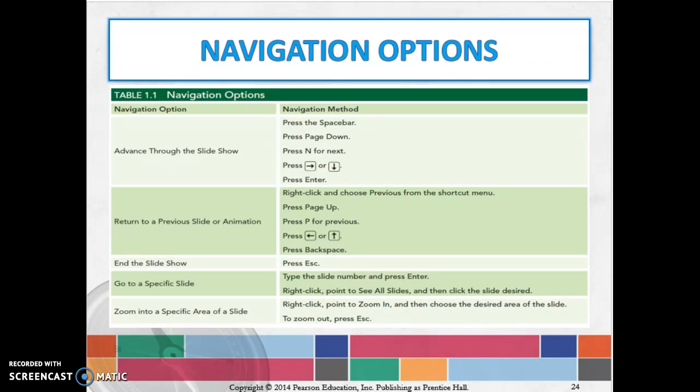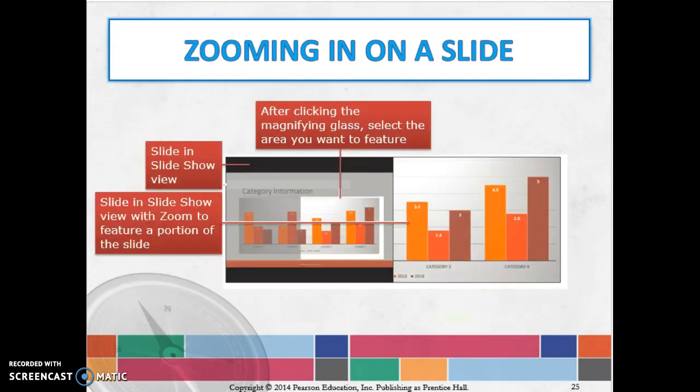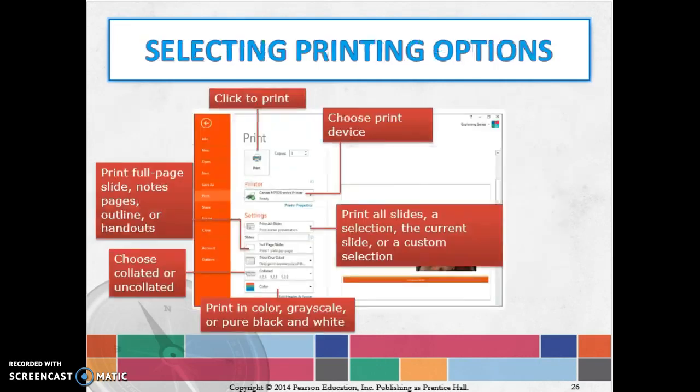Again, we're going to look at navigating, how to go through the slideshow, how to go back if we need to go back to something. We're going to look at how do we zoom in. Sometimes when we have a slideshow and we have a table or a chart, we want to be able to zoom in and focus on a particular piece of that without having to create a whole new slide. So that's another important piece of this.